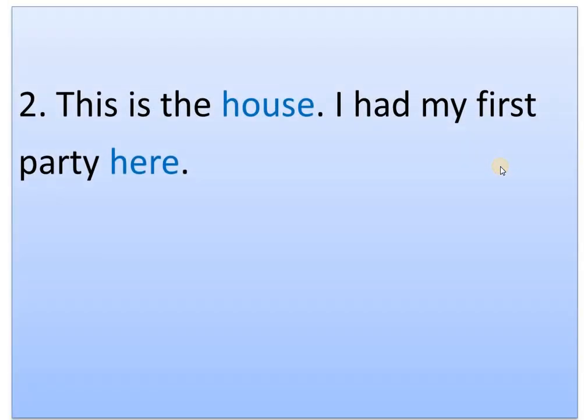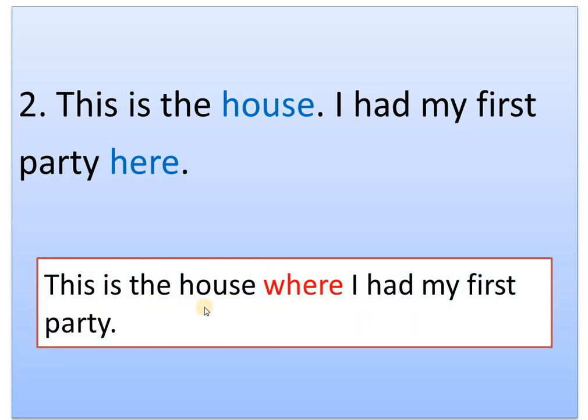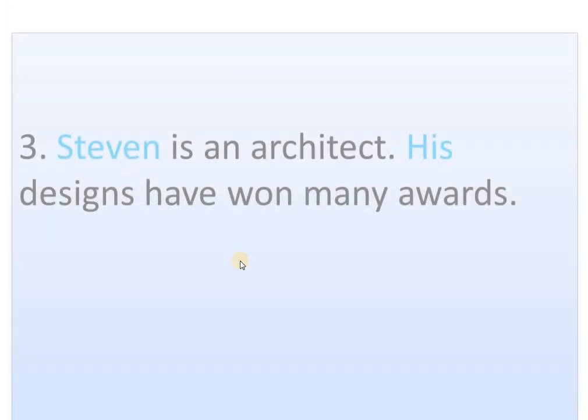Another sentence. This is the house. I had my first party here. Here we talk about the house. The house is a place. And the word which refers to the place in the second sentence is here. The answer is the following. This is the house where I had my first party. Don't write here.